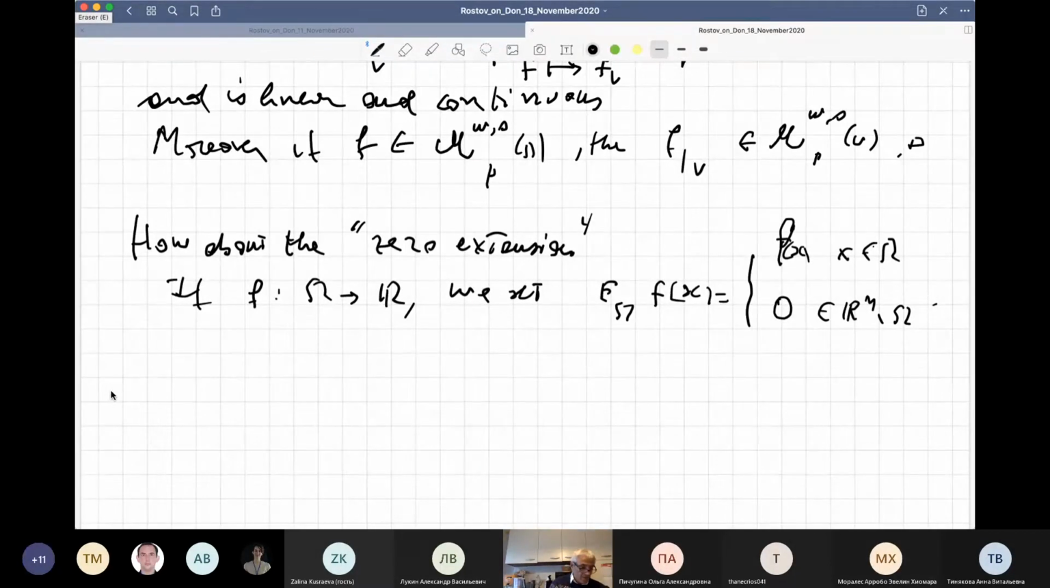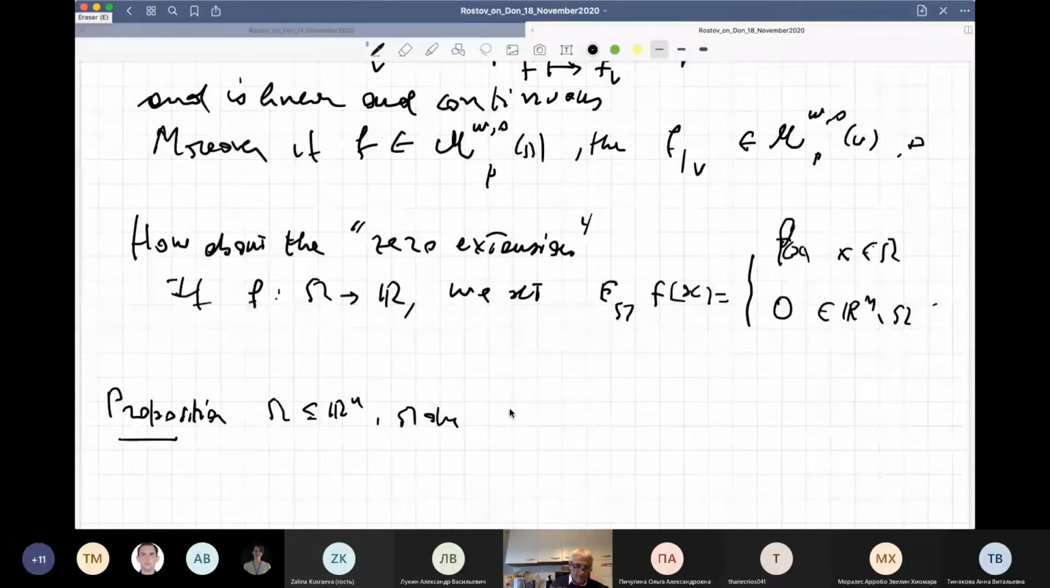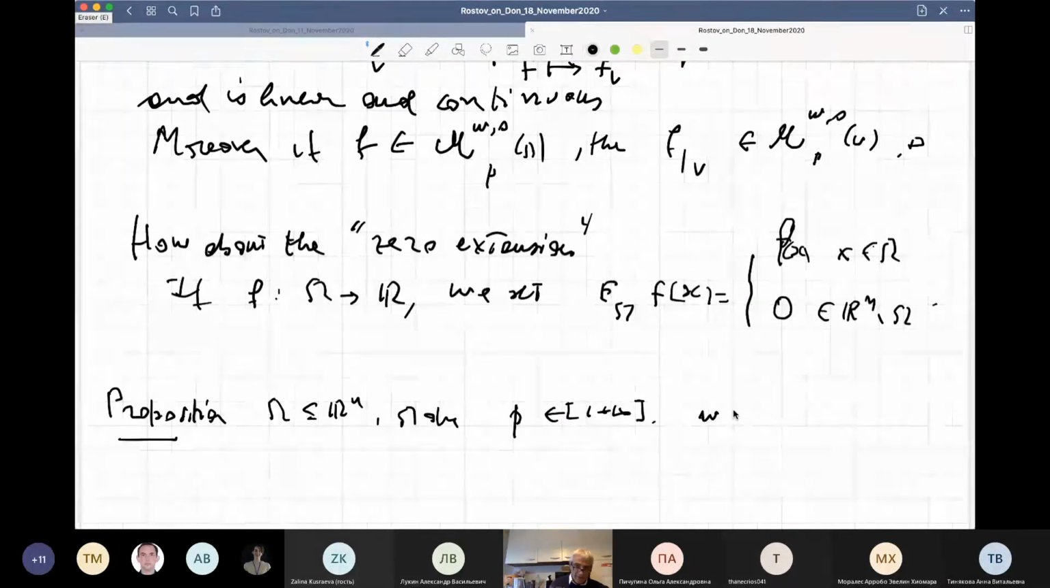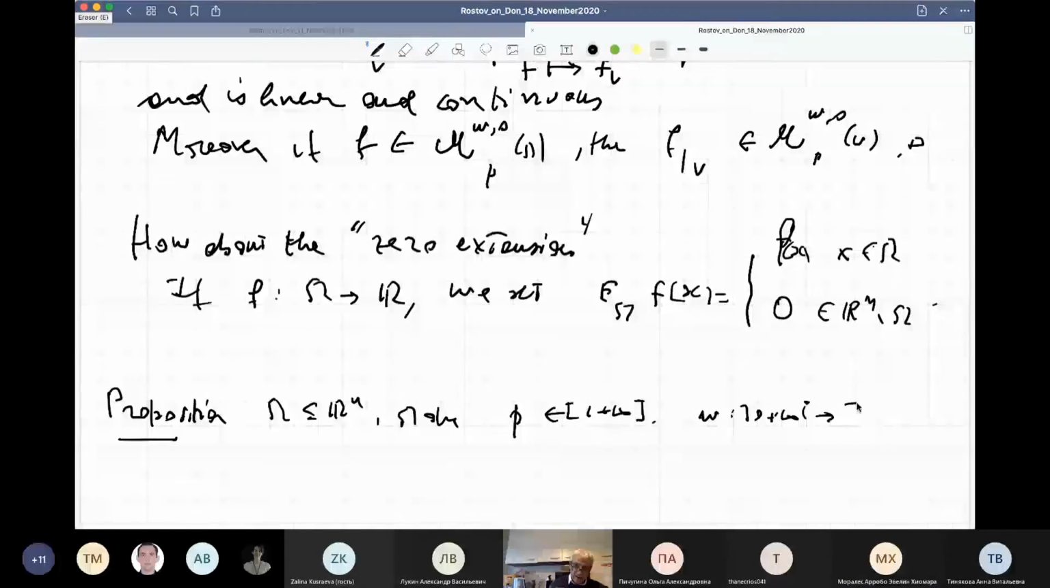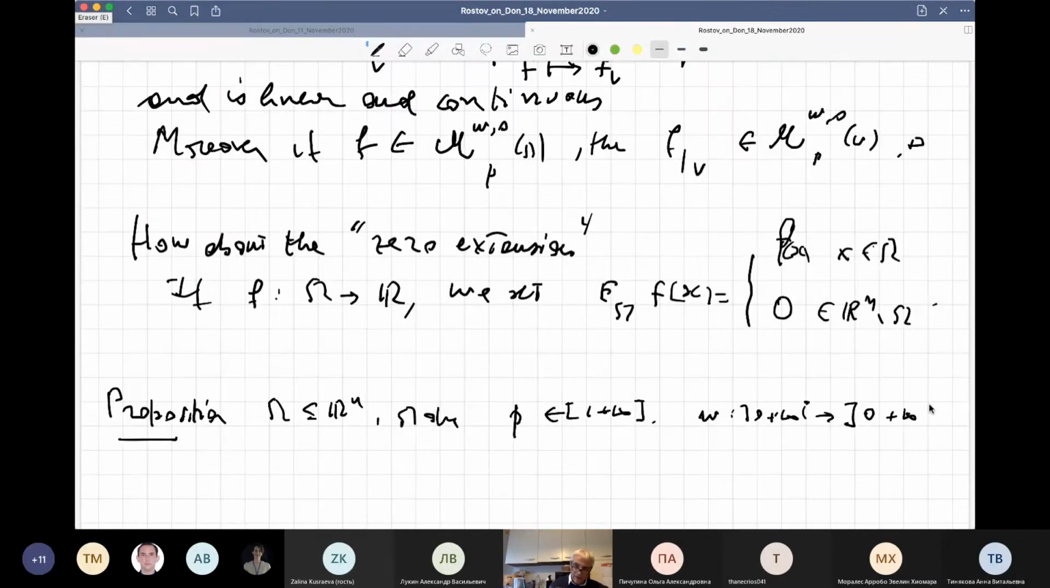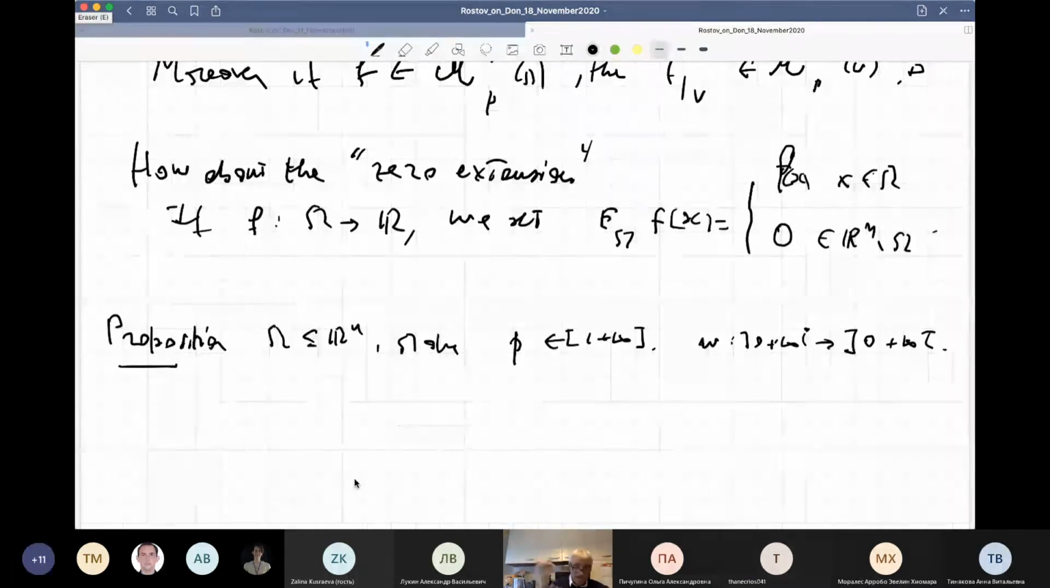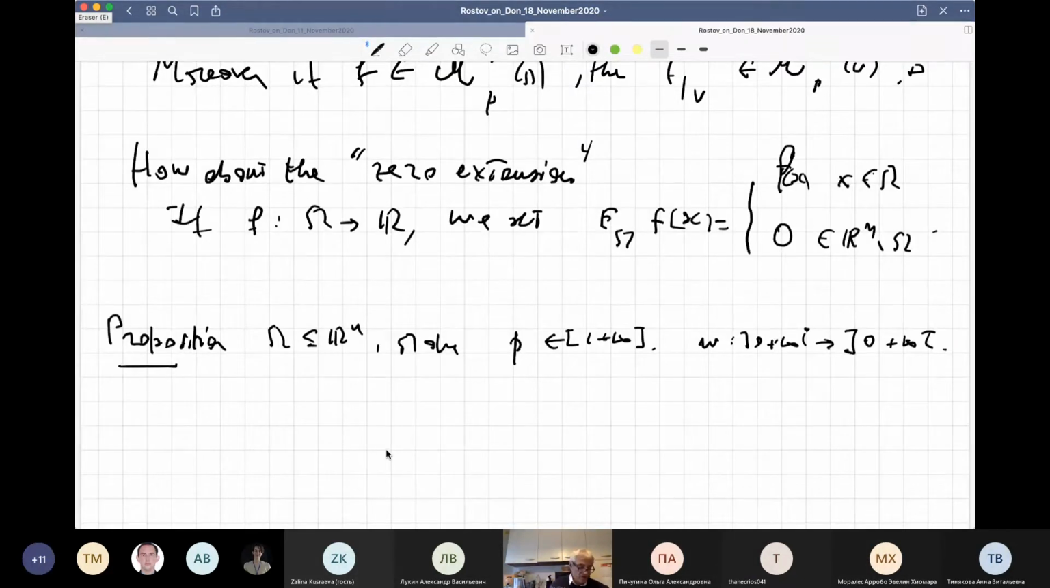And so if you want a proposition, omega is open. No condition on omega being bounded, for example, or with finite volume, nothing like that. And as usual, W is in 0 plus infinity. For this one that I state, the weight is positive. I need positive weights. But there are important cases in which the weight is not positive. Well, we'll say something about that too, at least in the case of interest.